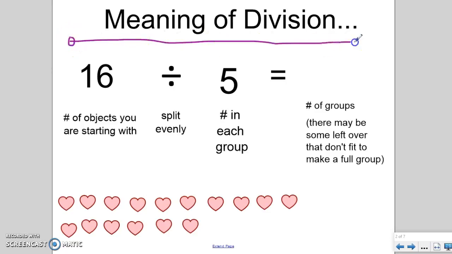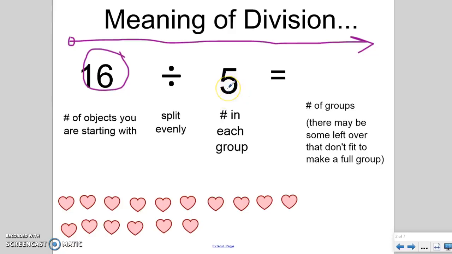Regular sentences go from left to right, just like number sentences do. So when we look at a number sentence, whether it's addition or subtraction or multiplication, or in this case division, we always want to understand it from left to right. So this number here, 16, is the number of objects we're starting with. So maybe we have 16 candy hearts, like you can see down below. Divide means to split evenly.